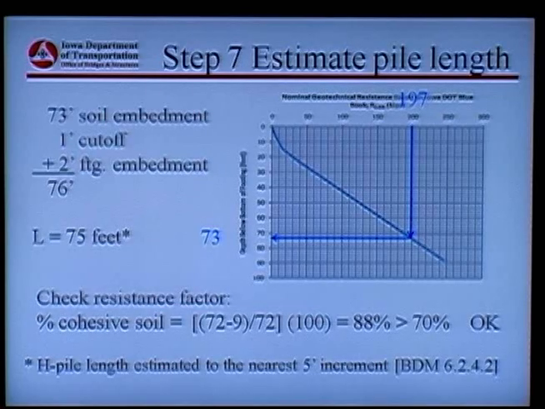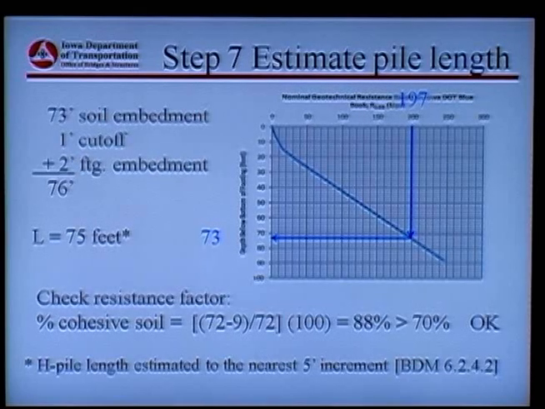So here it is, 75 feet. Now what we have to do is, remember we had that 70% rule that we had to verify. Since we're going to order 75 footers and put 2 foot into the footer, that takes us down to 73. We have to account for the cutoff, that's 72. So we have 72 foot of pile going in the ground below the bottom of footer.